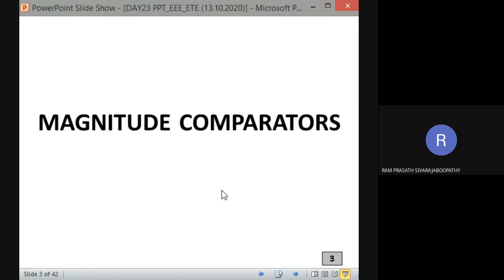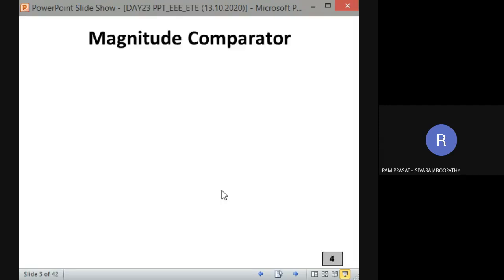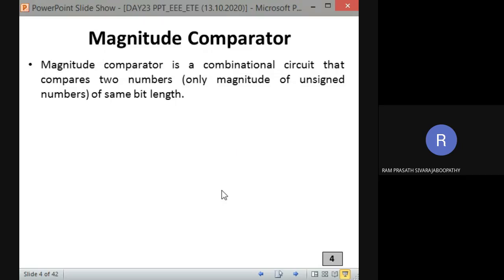Magnitude comparator, how does it differ? We are going to compare two numbers. In a magnitude comparator, we just compare the magnitude of the given numbers. That means unsigned numbers can be compared with the help of this magnitude comparator. A magnitude comparator is a combinational logic circuit that compares two numbers. Only the magnitude of unsigned numbers can be compared. Signed numbers we cannot compare. Whereas the magnitude of unsigned numbers can be compared.